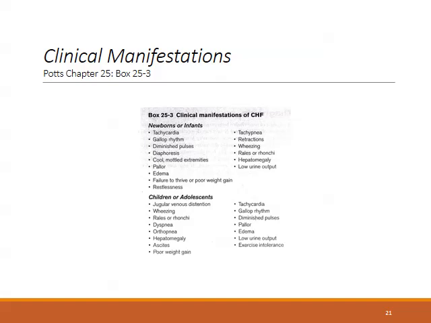In children and adolescents, you're going to see JVD, wheezing, rhonchi or rales again, dyspnea, orthopnea, and this just goes down to different lists, but you need to be familiar with those and know the difference between the two, between a child and a newborn.